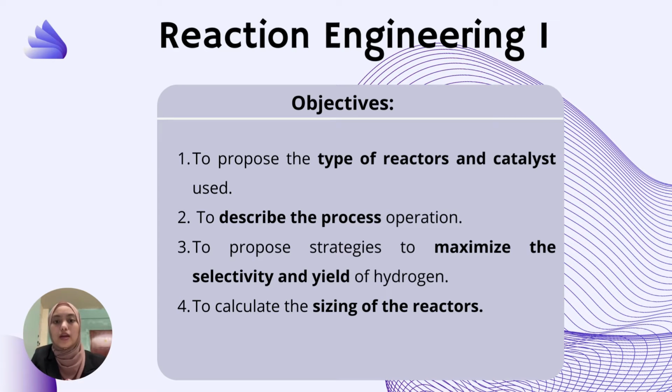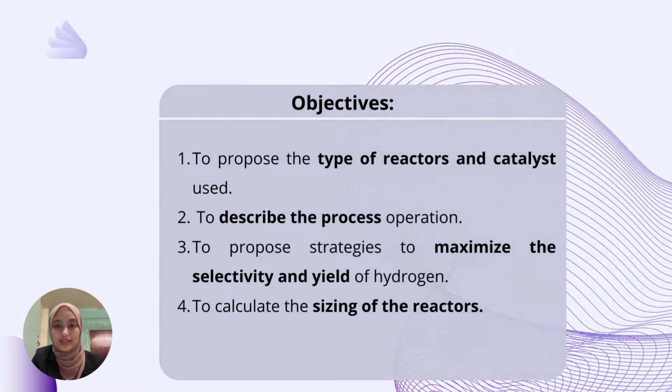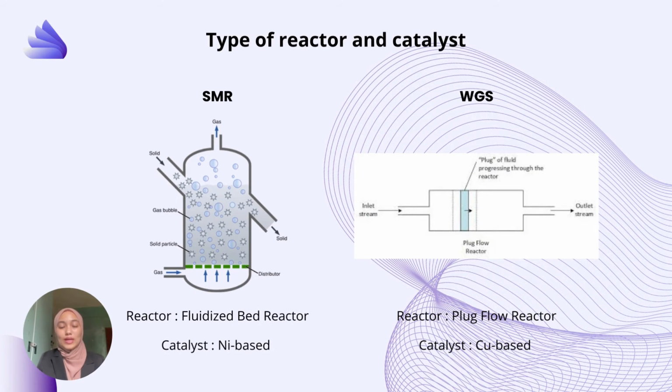The objectives of this subject are to propose types of reactors and catalysts, to describe the process operation of the reactor separator unit, to propose strategies to increase selectivity and yield of hydrogen, and last but not least, to calculate the size of reactors. Hydrogen is produced widely by the catalytic steam methane reforming (SMR) process.